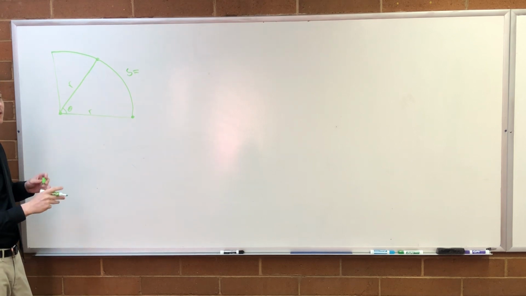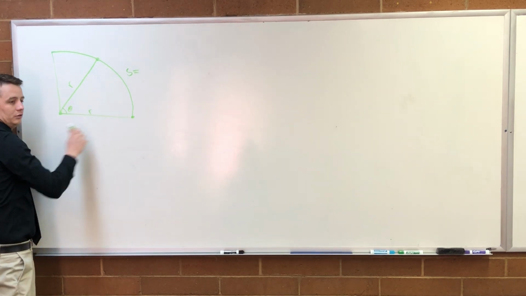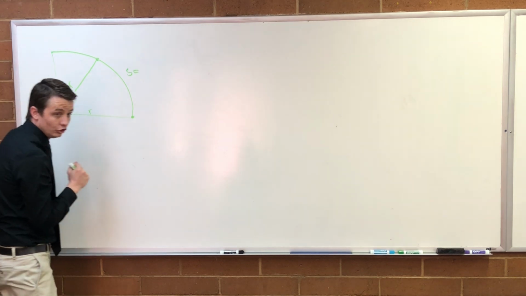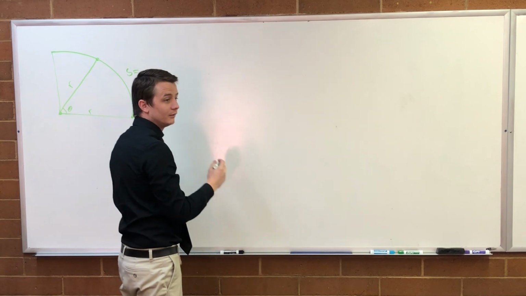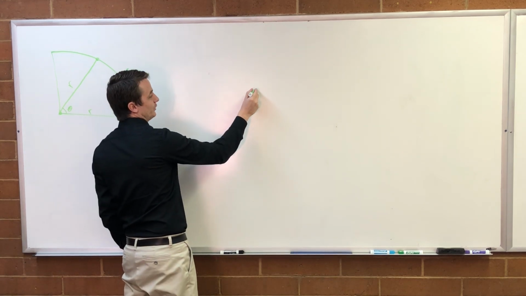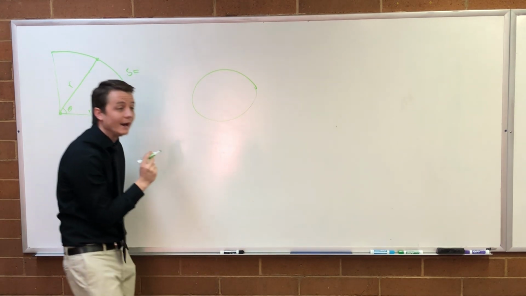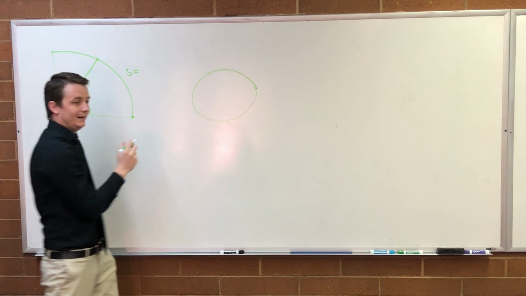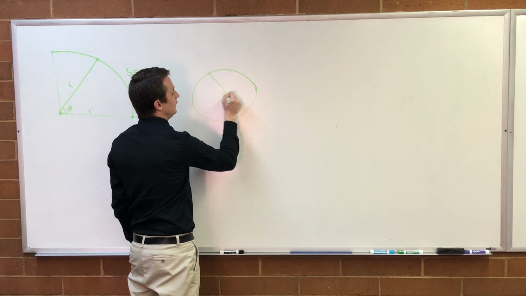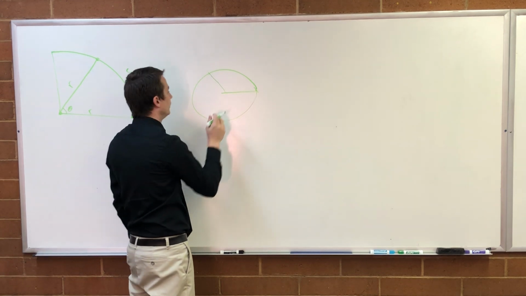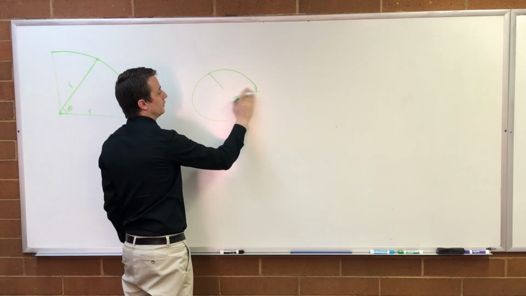Let's go back to what a radian is. How many radians are in a circle? There's roughly 6.28. How many radians are in a circle? 2 pi. That's a lot. 2 radians look something like this. Here's a 2 radian angle roughly. 3 gets you almost all the way around.